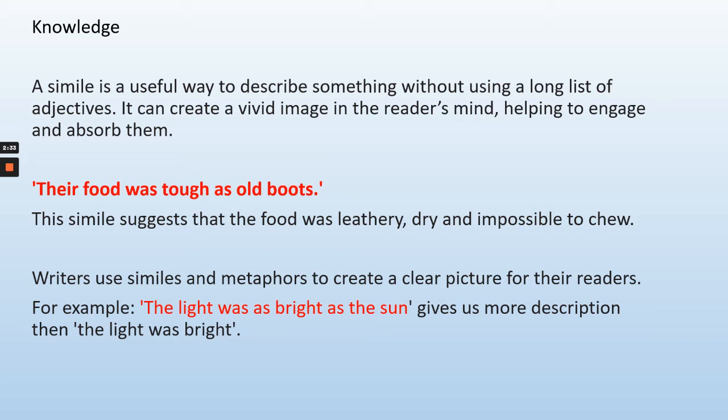Their food was tough as old boots. This simile suggests that the food was leathery, dry and impossible to chew. So it'd be like chewing on a pair of old boots. It'd be really tough. Writers use similes and metaphors to create a clear picture for their readers. For example, the light was as bright as the sun gives us more description than the light was bright. And as you can see there, as has been used each time.